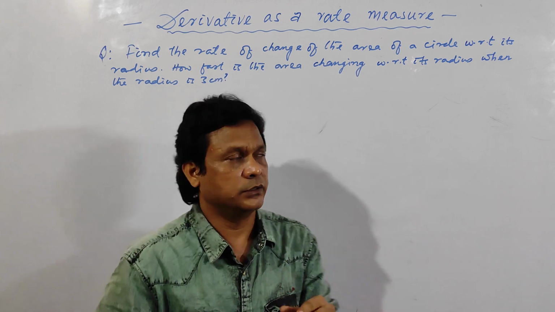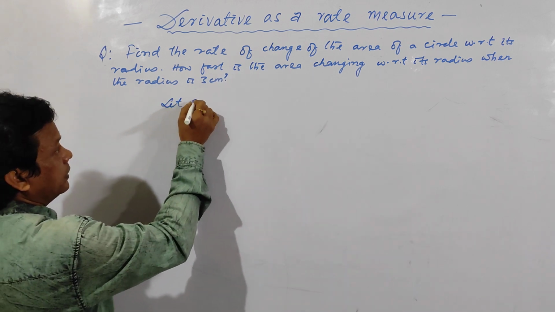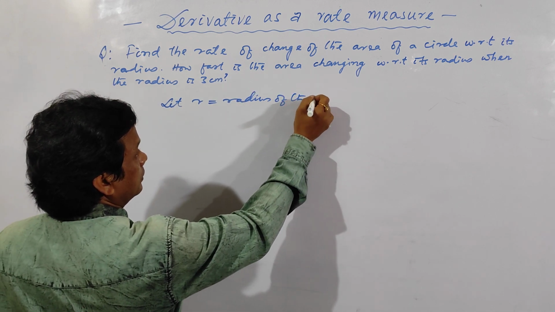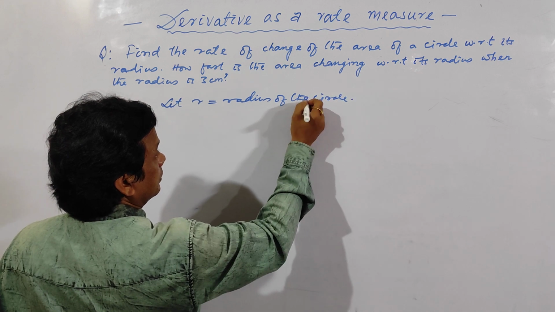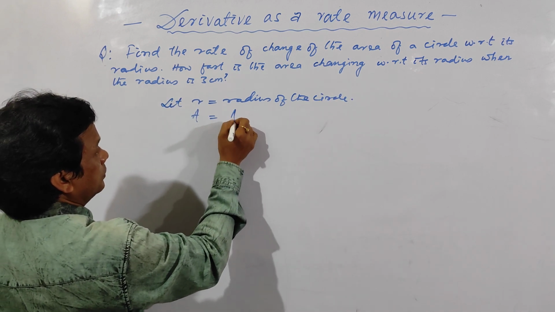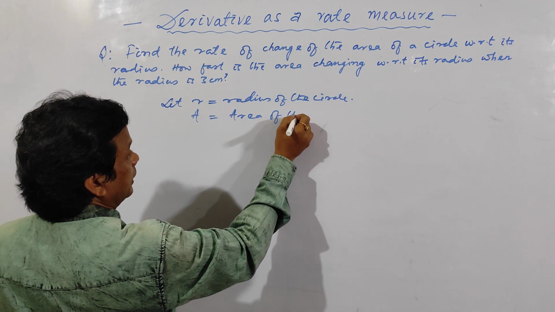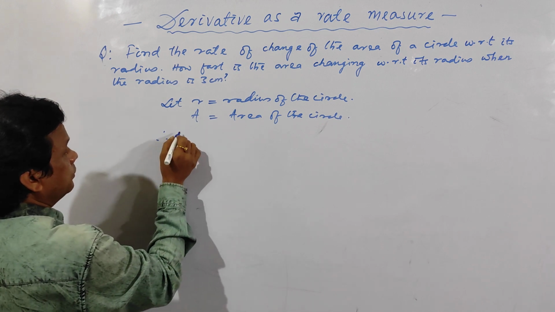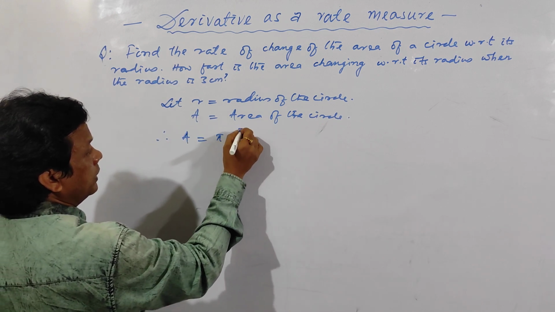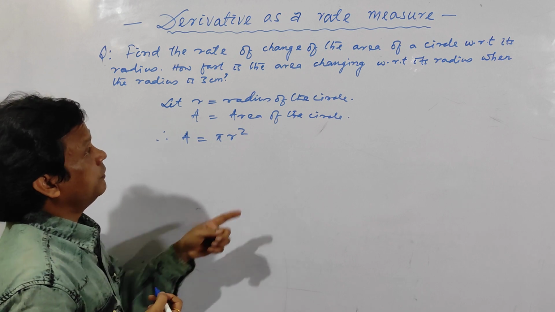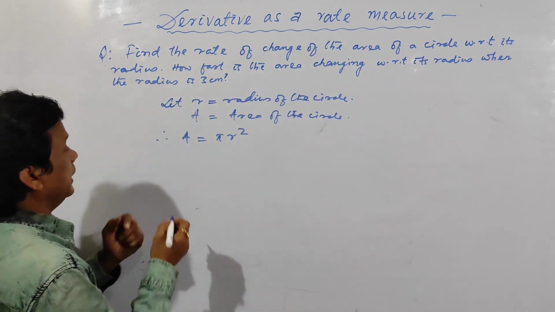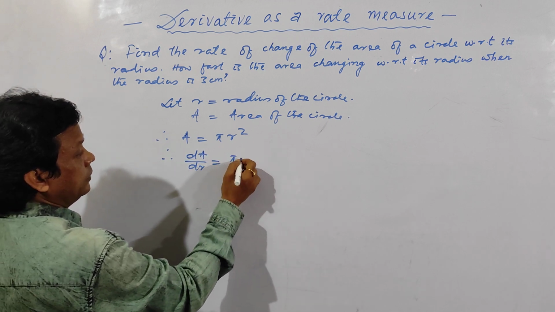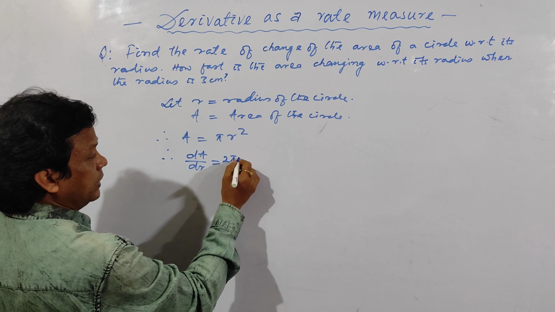Simply one line question. You should say let r be the radius of the circle and capital A be the area of the circle. So therefore A is equal to pi r square. Clear? And you have to find out rate of change of area with respect to radius. So therefore dA by dr is pi into derivative of r square, which is 2r.